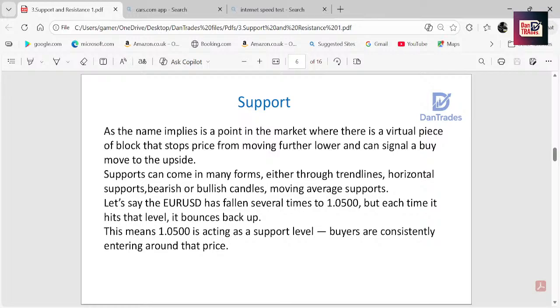So an example is, let's say EUR/USD has fallen several times to 1.050, but each time it hits that level, it bounces up. We can agree theoretically or visually that 1.050 is a support level, meaning that it's a block where anytime price gets there, price wants to bounce back higher. So 1.050 is acting as a support level. Buyers are consistently entering around that price.